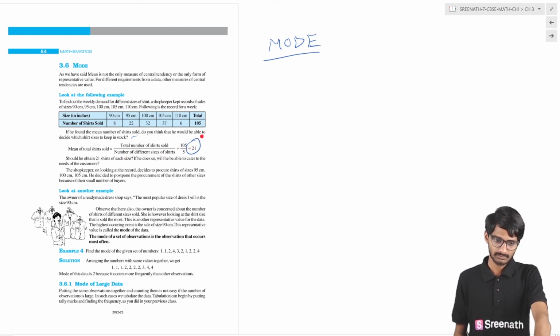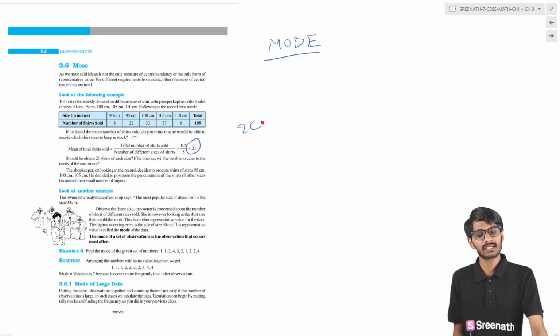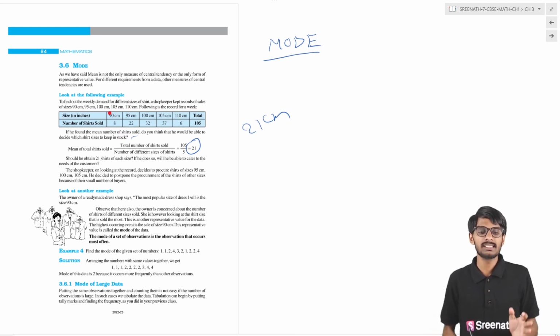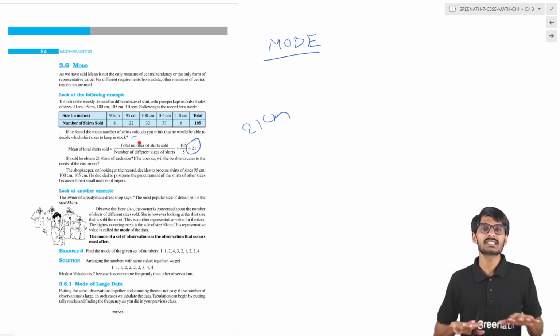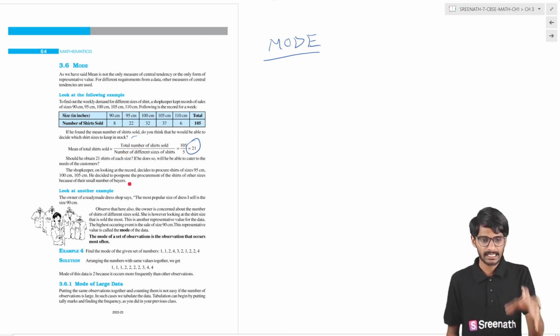But is there a 21? Is there a 21 centimeter shirt? If you clearly look at the shirt sizes, is there a 21? There is no size 21 shirt, students. So in this case, the mean is not useful. Mean will not help us. So what is the answer to his question? How can he know which shirts he has to keep in stock?